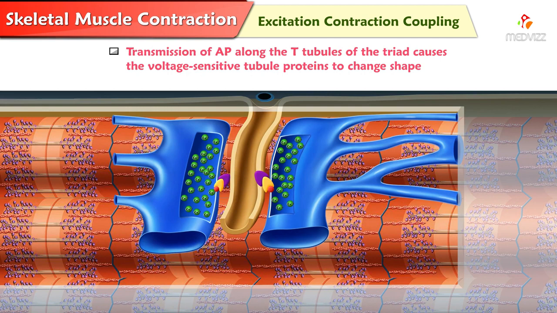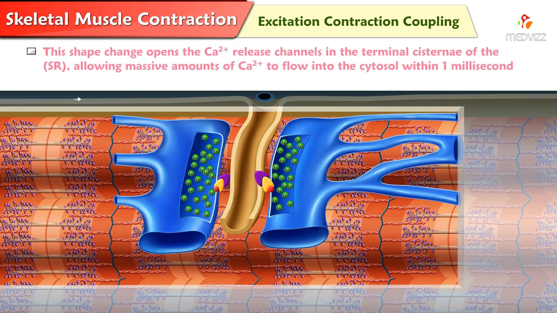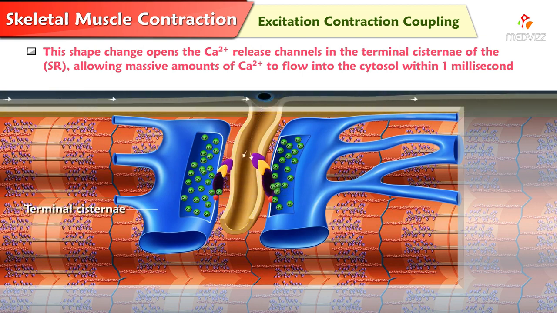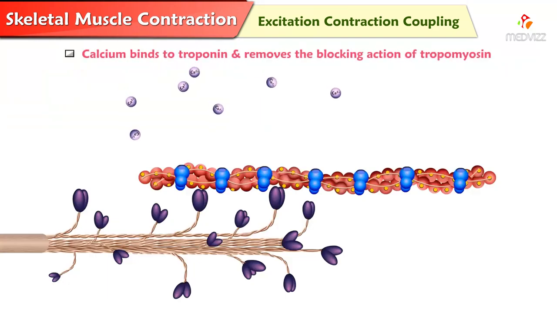Transmission of the action potential along the T-tubules of the triads causes the voltage-sensitive tubule proteins to change shape. This shape change opens the calcium release channels in the terminal cisternae of the sarcoplasmic reticulum, allowing massive amounts of calcium to flow into the cytosol within 1 millisecond.